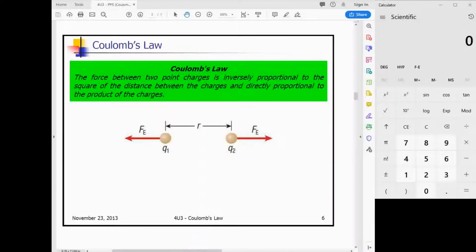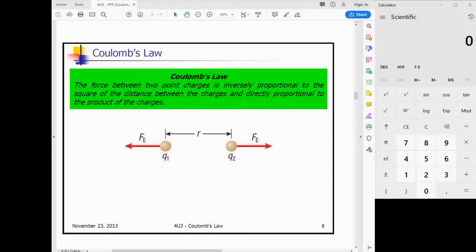And by doing that, he found that the force between 2 point charges is inversely proportional to the square of the distance between the charges and directly proportional to the product of the charges. And this is what we call Coulomb's Law.